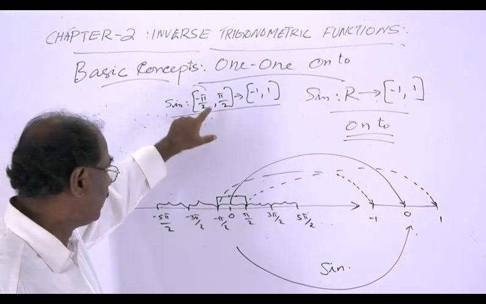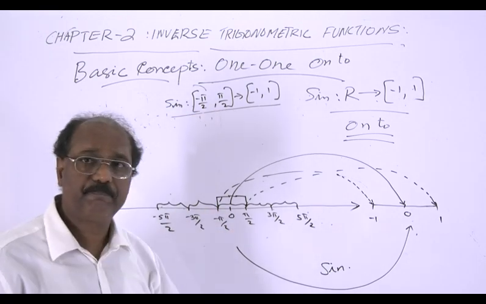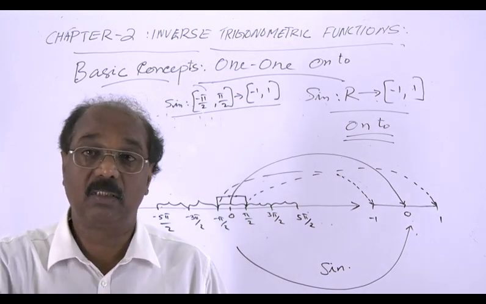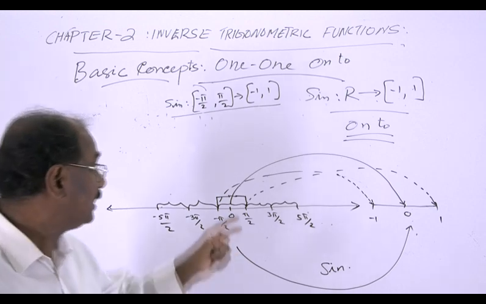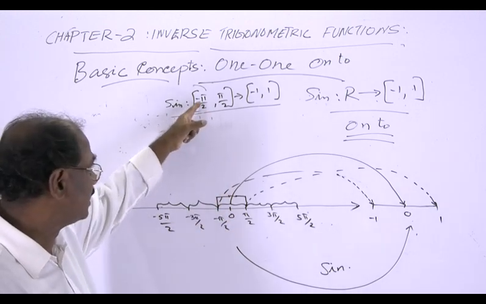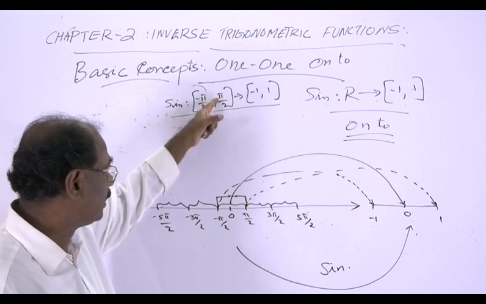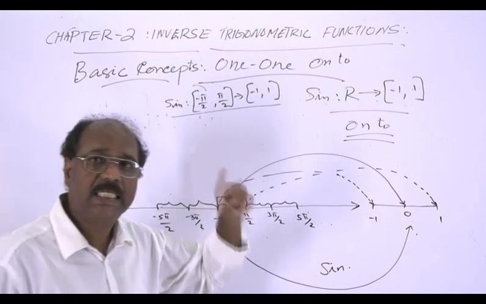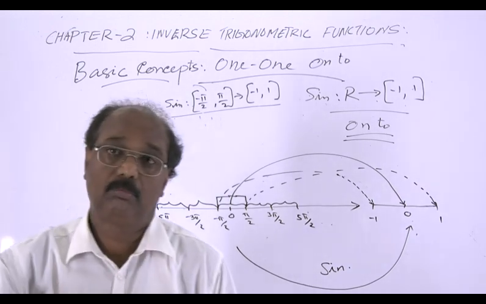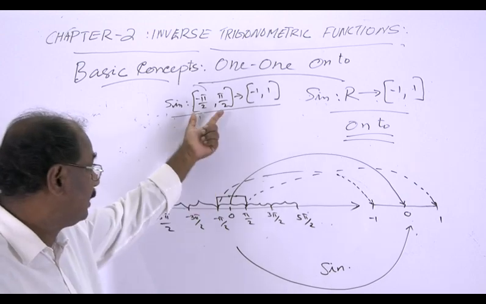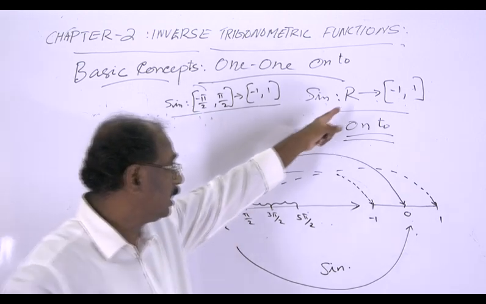In this interval -π/2 to π/2, this sine function is one-one. So the sine function defined from [-π/2, π/2] to [-1, 1] is one-one and onto. And this is a sub-interval of the whole real numbers.